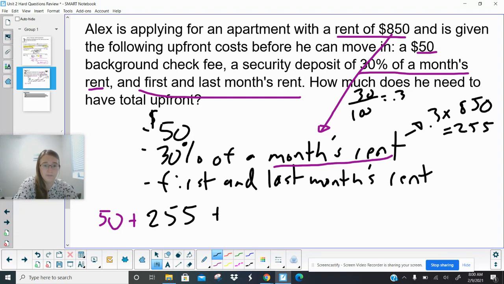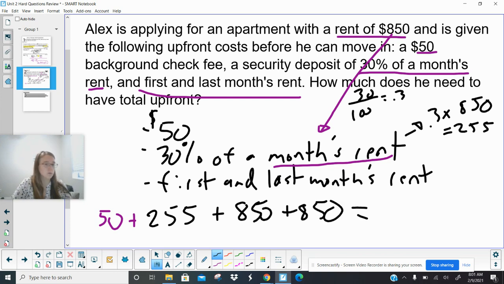That is the next one. And then we have first and last month's rent. So again, trying to remember what that means. First and last month's rent, mathematically, what am I going to add here? That's two 850s. 2 months rent, right? Here's first, here's last. Again, do not get confused by what it means by first and more importantly last. It just means 2 months of rent.